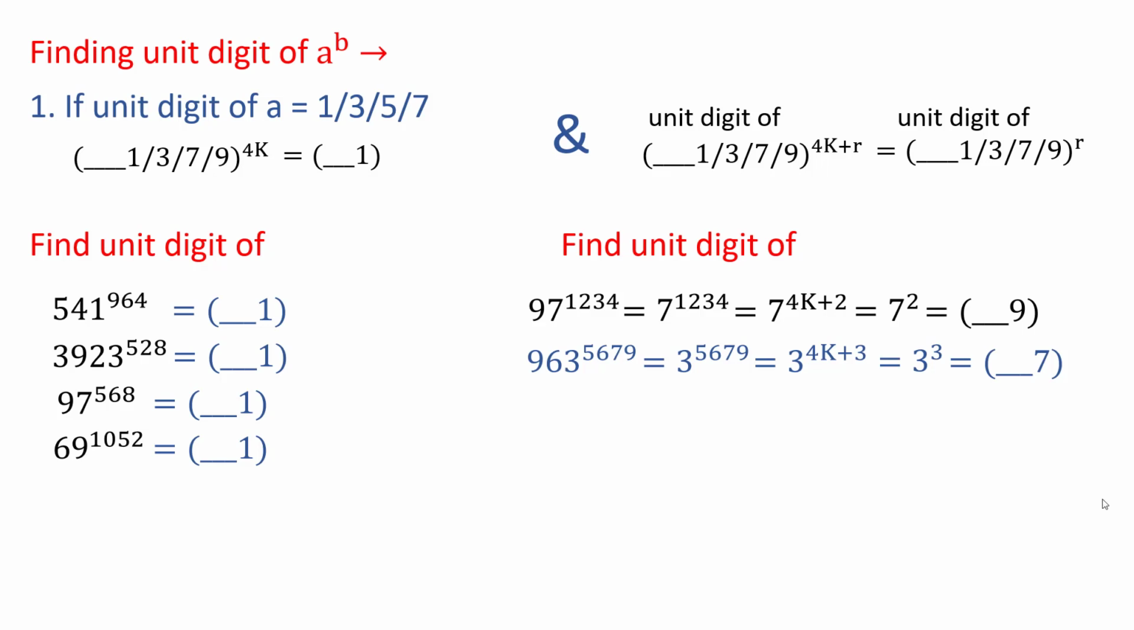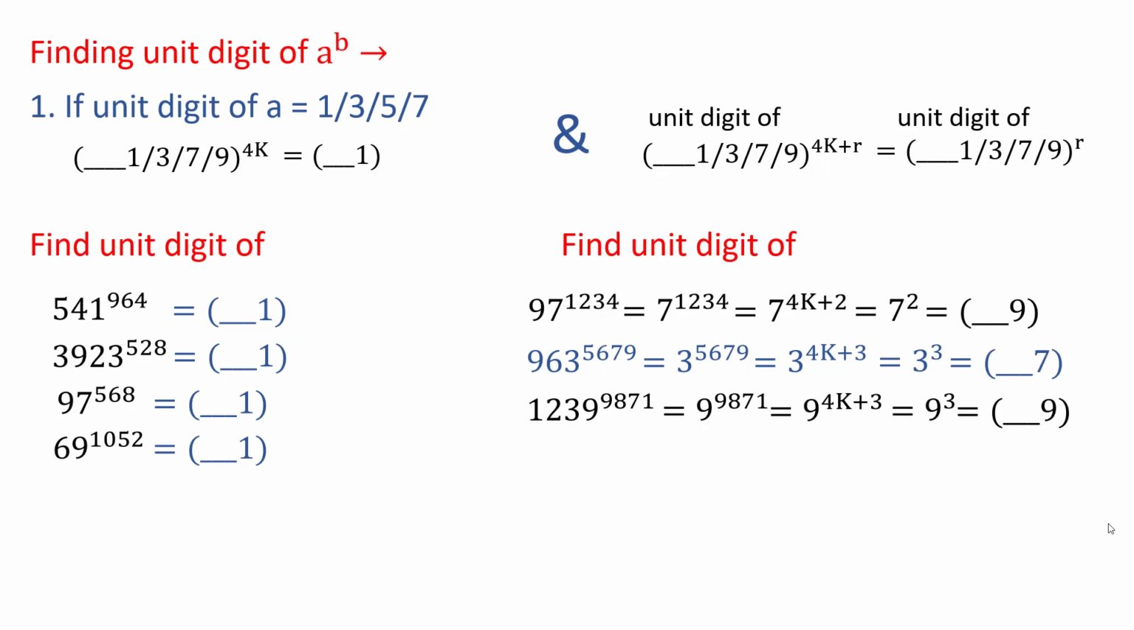Okay, after this the next example. Let's have a look at the next example: 1239 to the power 9871. The unit digit of this is the same as 9 to the power 9871. If we divide the power by 4, the remainder is going to be 3, so we can express the power as 4k plus 3. So the unit digit of 9 to the power 4k plus 3 is the same as the unit digit of 9 to the power 3, that is equal to how much? 9 to the power 3 is 729. So the unit digit is going to be 9 over here.